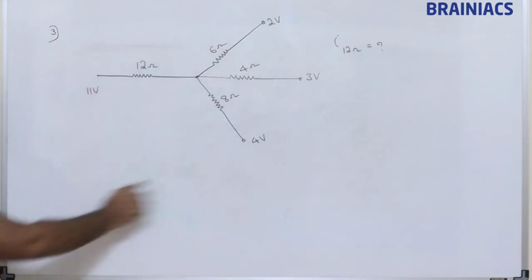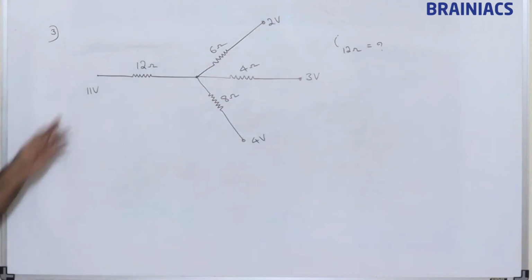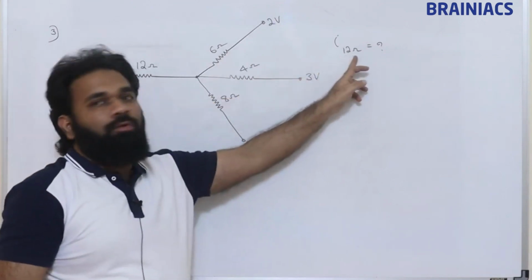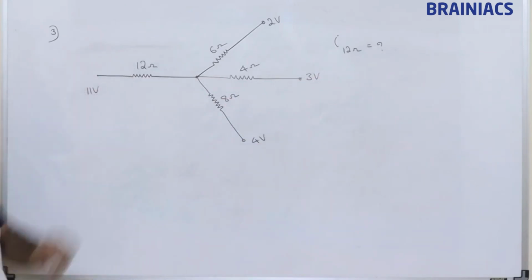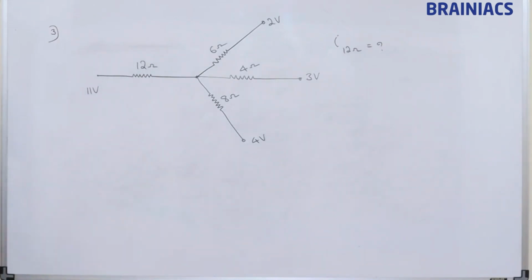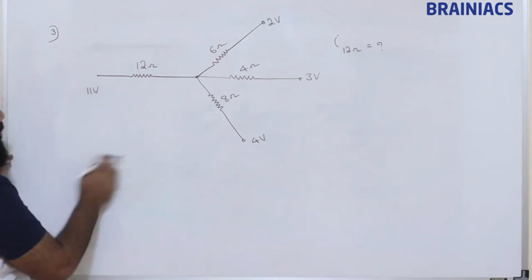Okay, take another question. 11 volt, 4 volt, 3 volt, 2 volt. All terminal voltages are given. We need to find the current through 12 ohm. Okay, we need to find the current here. So pause the screen and try yourself. Okay, hope you got the answer.